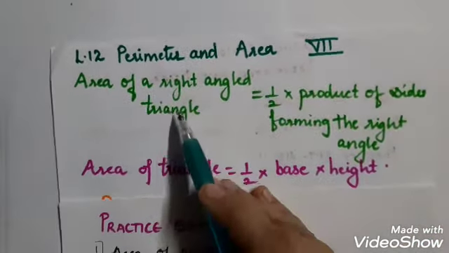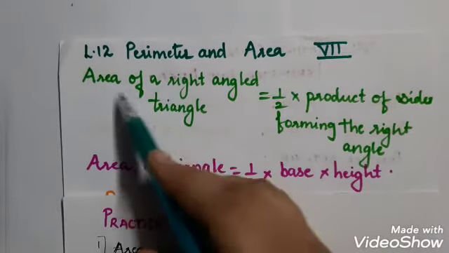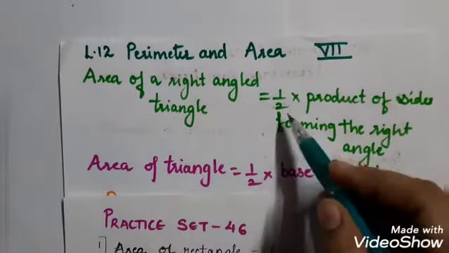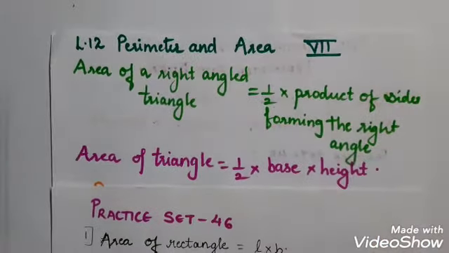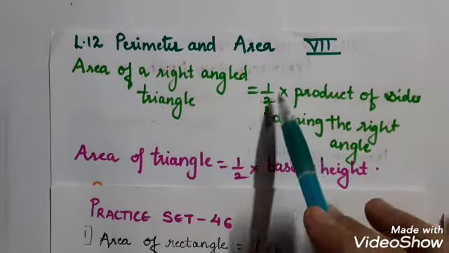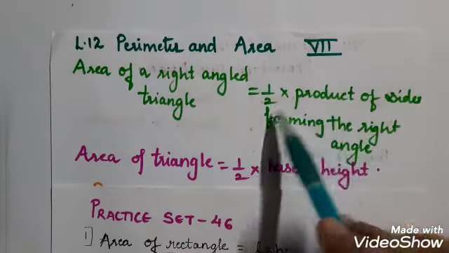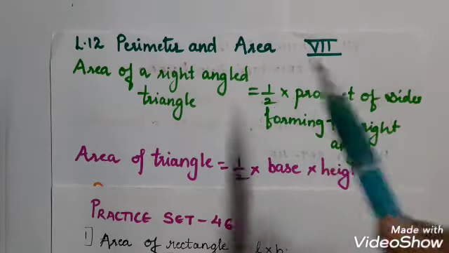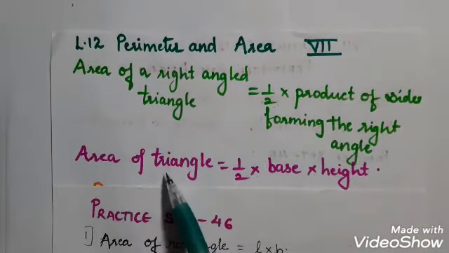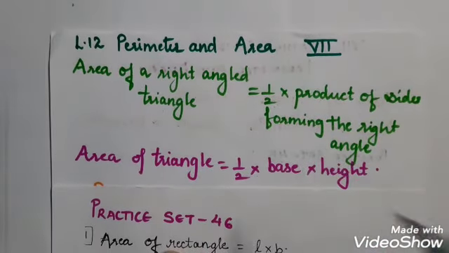We'll see the next formula, area of a right angle triangle. The formula for area of a right angle triangle is half multiplied by product of sides forming the right angle. This is the formula for area of a right angle triangle. And the formula for area of a normal triangle is half into base into height. So these two formulas again you have to learn them.